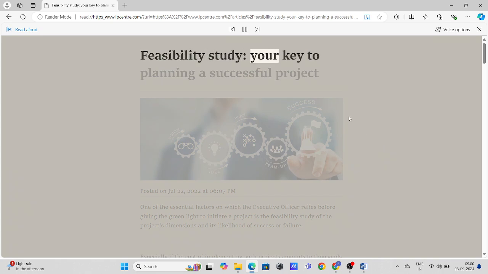Feasibility study, your key to planning a successful project. One of the essential factors on which the executive officer relies before giving the green light to initiate a project is the feasibility study of the project's dimensions and its likelihood of success or failure.